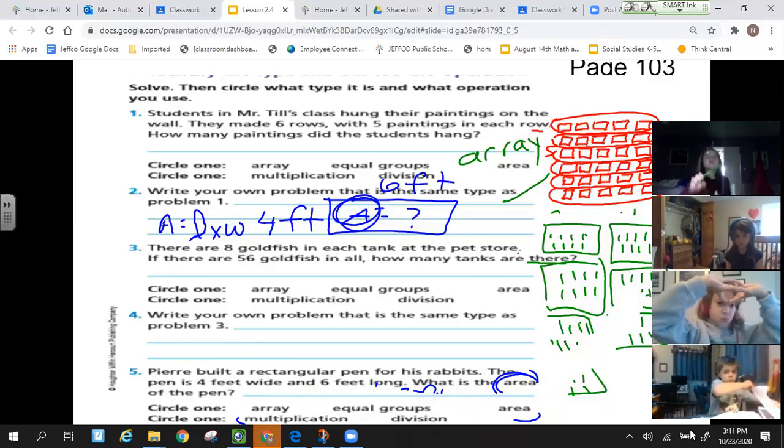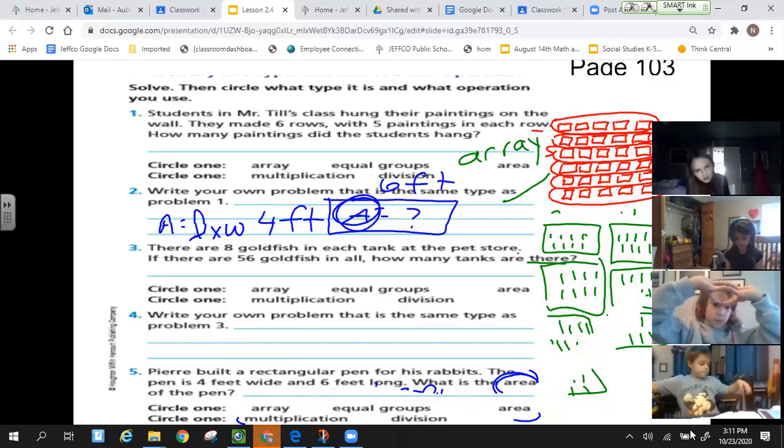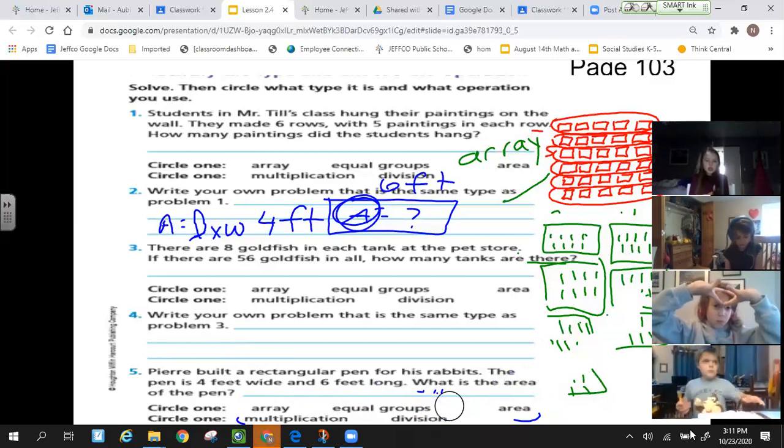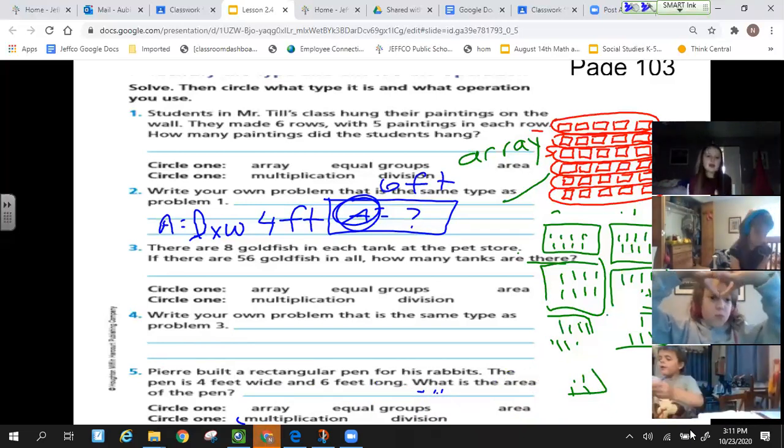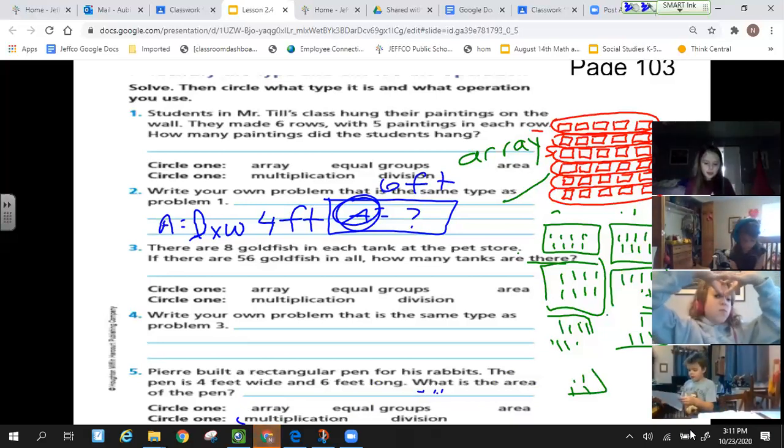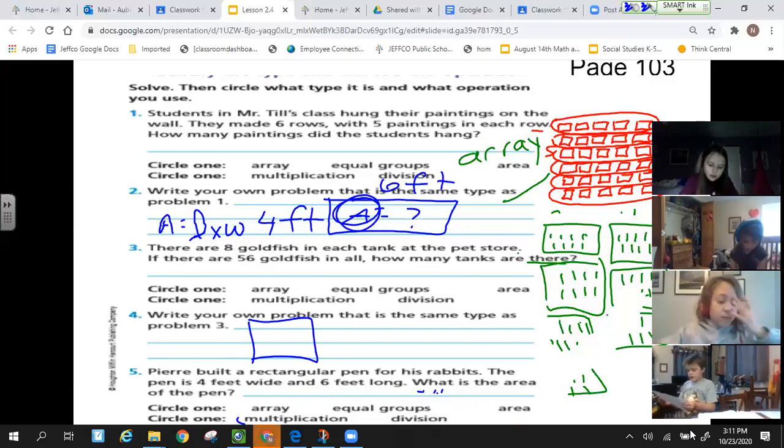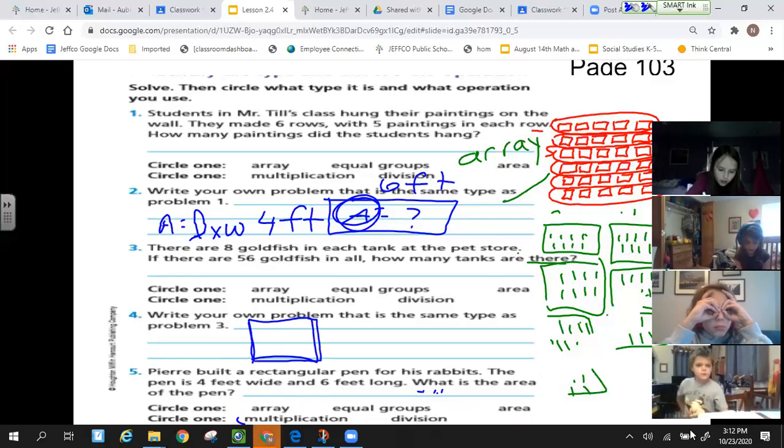That would be the tiles? No, but to find the area of it. A ceiling? Walls on a... So I'm thinking you're gonna have to have some rectangle, right? So what is your rectangle gonna be? It could be a floor of a bathroom. It could be the surface of your desk. It needs to be something that comes in the shape of a rectangle.